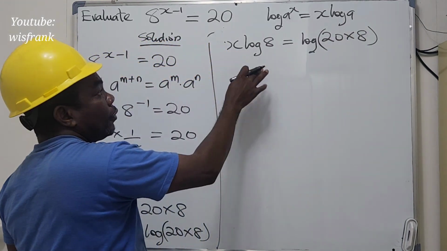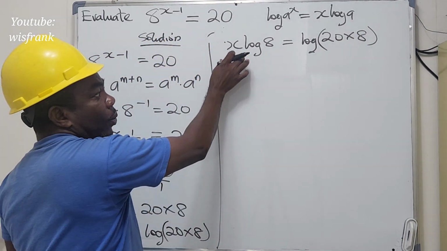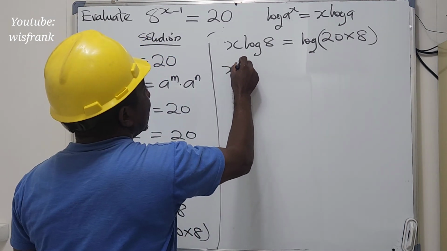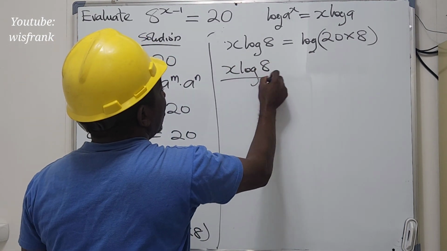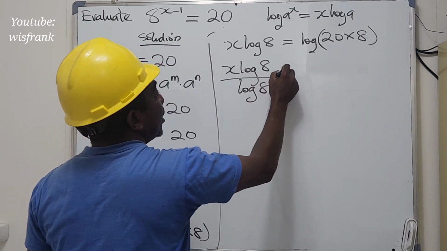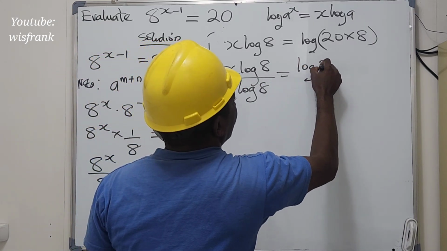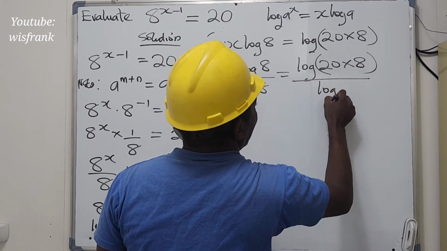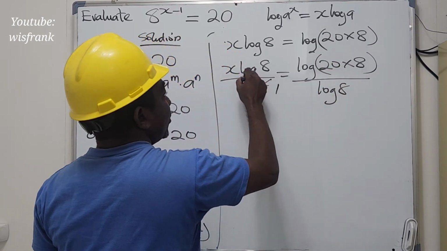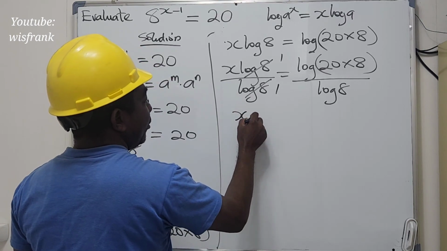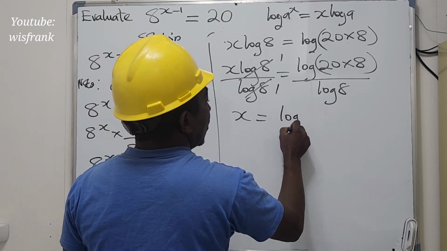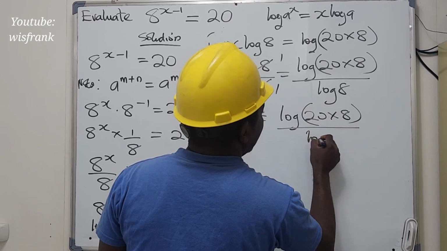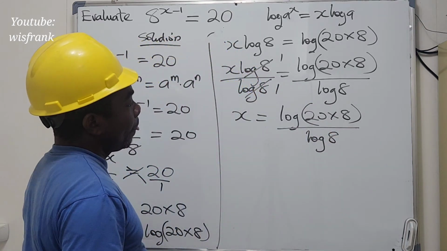So here, for us to find the value of x, we need to divide both sides by log 8. So this will become x log 8 all over log 8 equals to log 20 times 8 divided by log 8. Log 8 will cancel here and log 8 will cancel here. We have x equals to log 20 times 8 all over log 8.